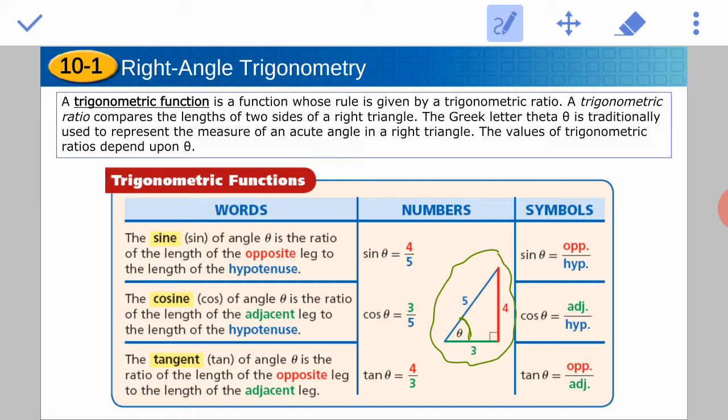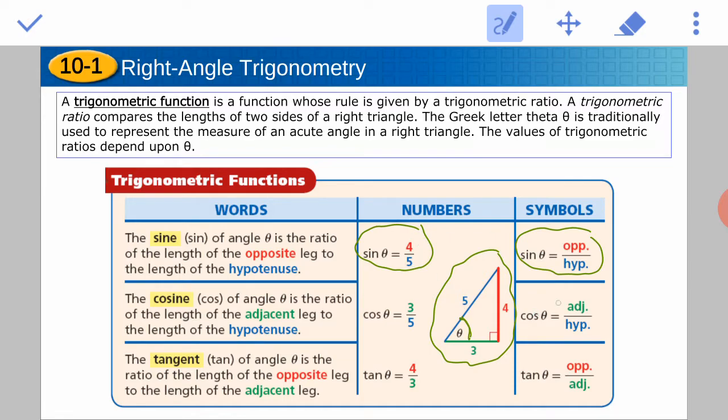The first trigonometric ratio is sine theta. Sine theta is a trigonometric ratio. It's the ratio of the opposite over hypotenuse. If you apply this on this given triangle, sine theta, the opposite is 4 and the hypotenuse is 5. So the ratio sine theta in this triangle is 4 over 5.